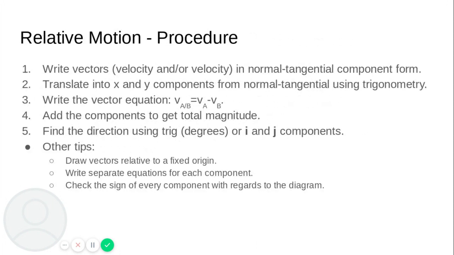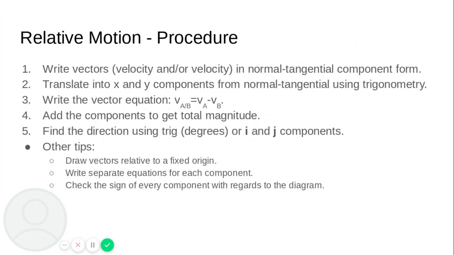So velocity of A relative to B is equal to velocity A minus velocity B. Also works with acceleration. And then we want to add the components to get the total magnitude, and finally find the direction using trig or ij components. So just some other tips. We want to draw the vectors relative to a fixed origin, and then write separate equations for each component.